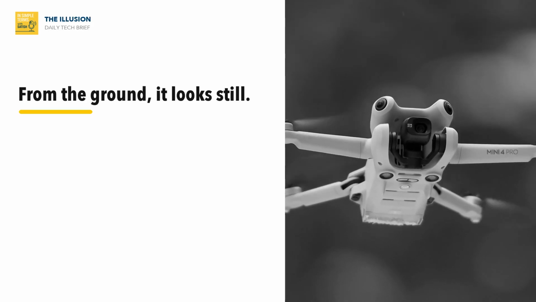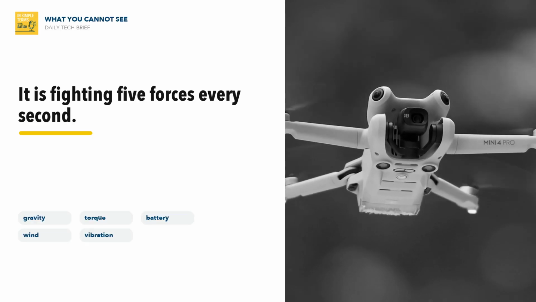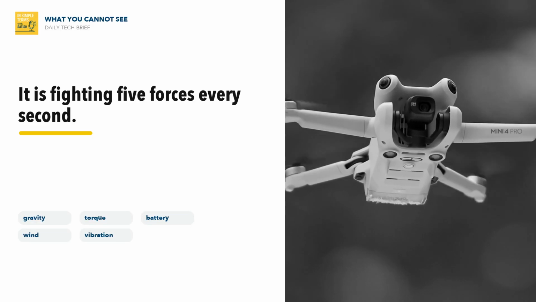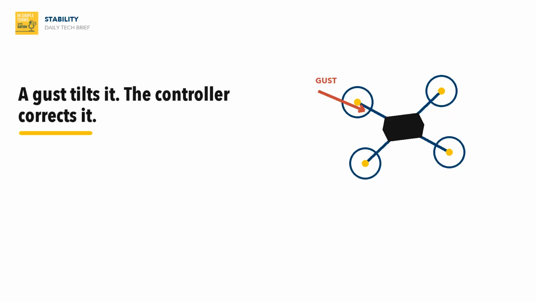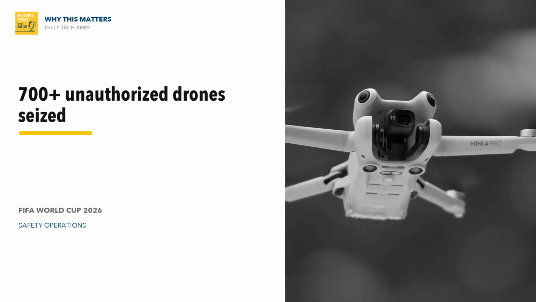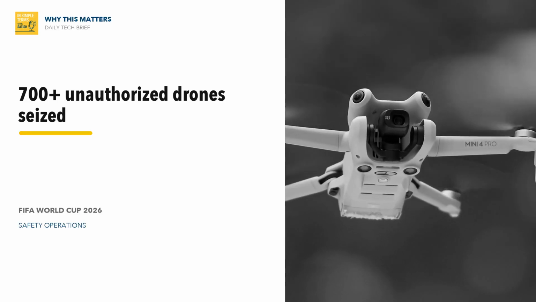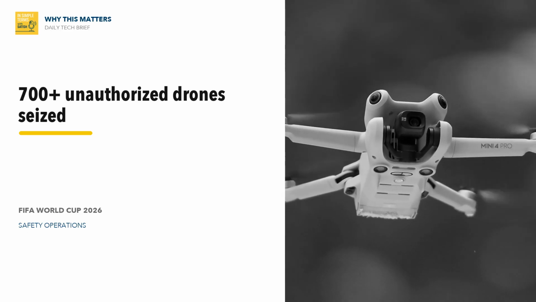Picture a small drone hovering above a field. From the ground, it looks still. Technically, it is fighting gravity, wind, motor torque, vibration, and battery voltage every second. A gust tilts it, a gyro senses the rotation, and the flight controller changes motor speeds before your eye notices the wobble.